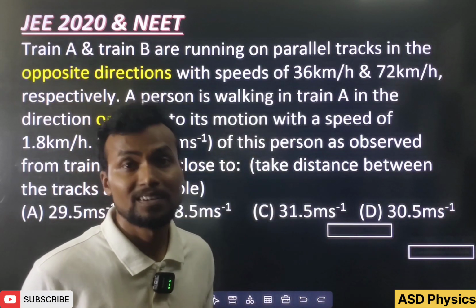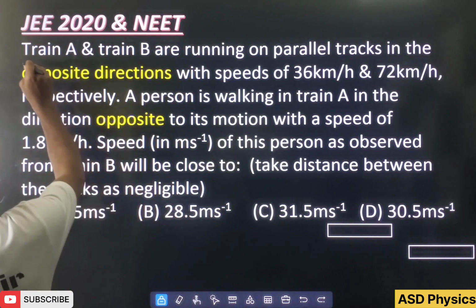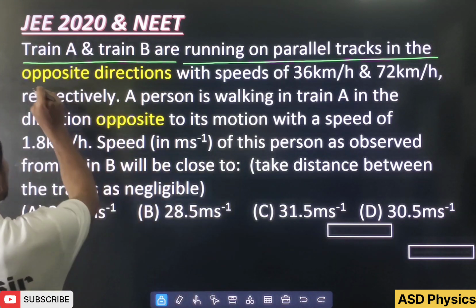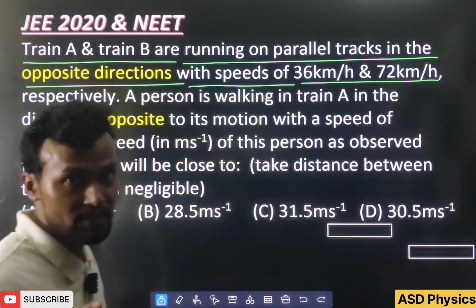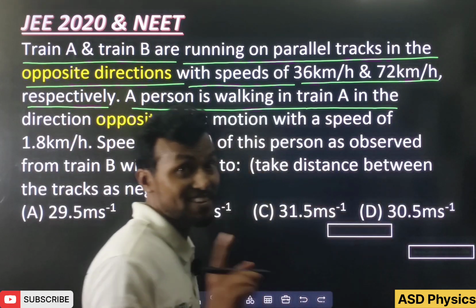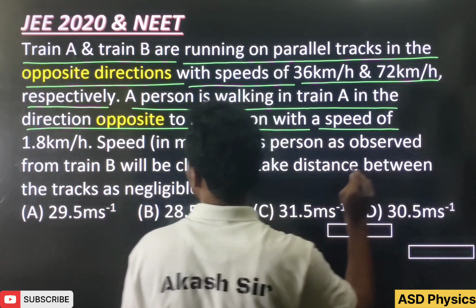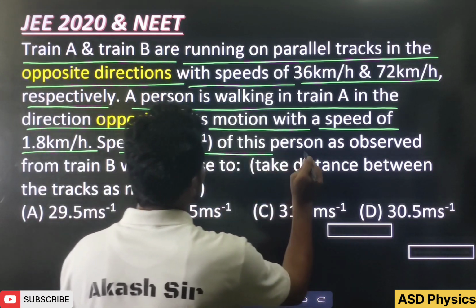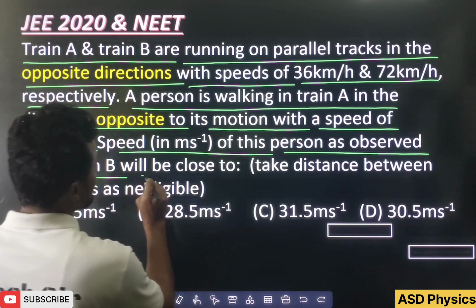Now we are going to solve the next question, which came in JEE 2020, important for NEET also. The question is: train A and train B are running on parallel tracks in opposite directions with speeds of 36 km per hour and 72 km per hour respectively. A person is walking in train A in the direction opposite to its motion with a speed of 1.8 km per hour. Now, the speed of this person as observed from train B will be close to how much?